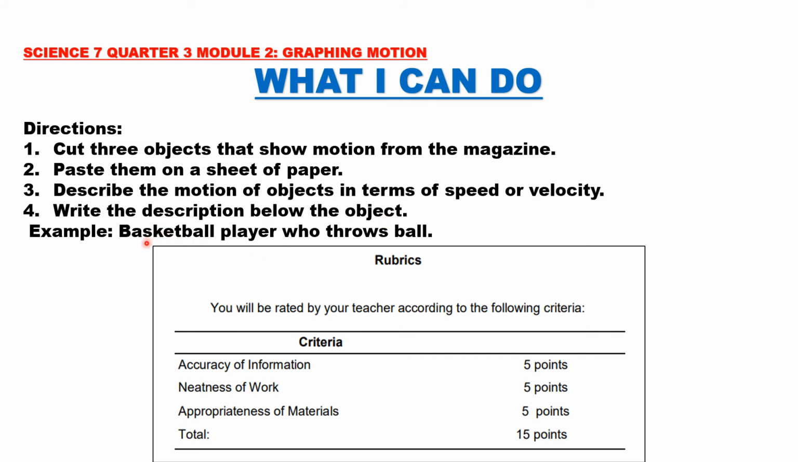For example, the object you chose is a basketball player who throws a ball. So the ball shows motion. You will be rated based on the following criteria. Accuracy of information, 5 points. Neatness of work, 5 points. Appropriateness of materials, 5 points, for a total of 15 points. So we need 3 objects that show motion.